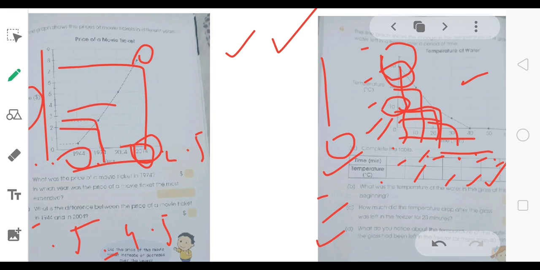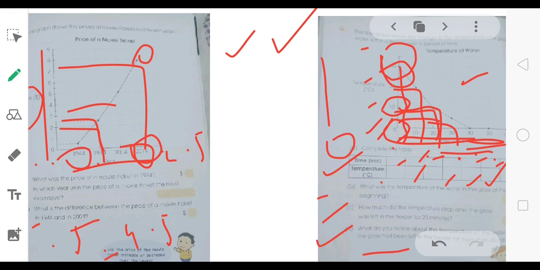Now part D. What did you notice about the temperature of the water after the glass had been left in the freezer for more than 40 minutes? When the glass is left in the freezer for more than 40 minutes, what does it become? Look over here, 40, 50, 60. It becomes 0 degrees. And 0 degrees, you know what it means? 0 degrees is the freezing point. Is it clear? So what you notice here is that it becomes 0 degrees.